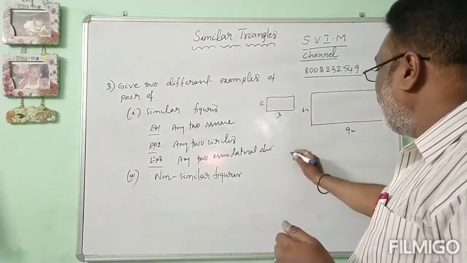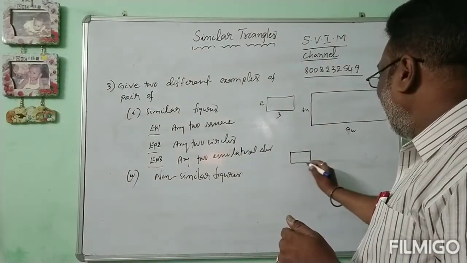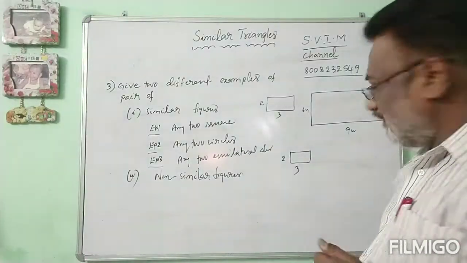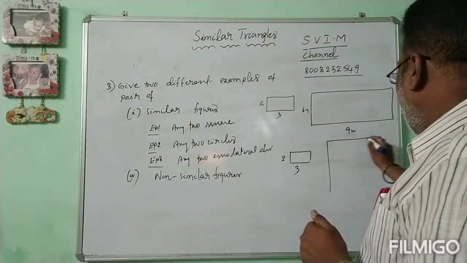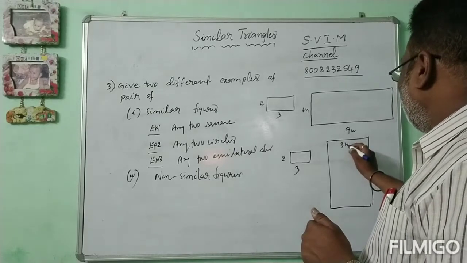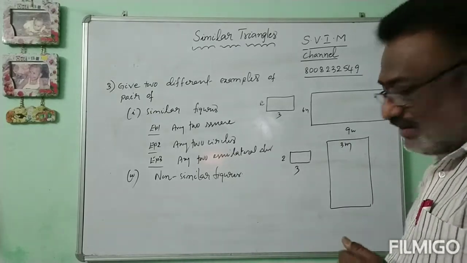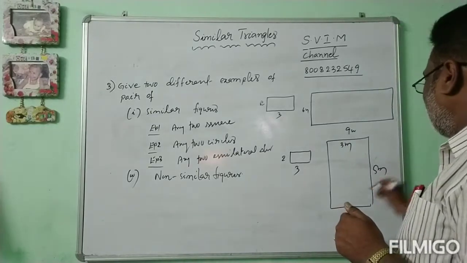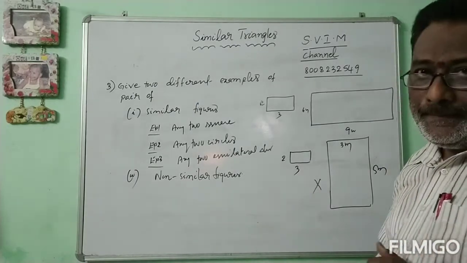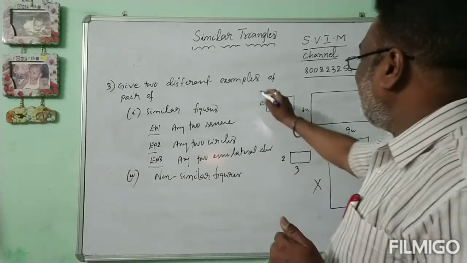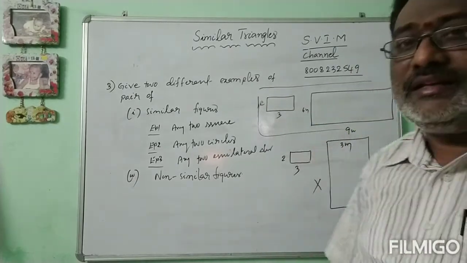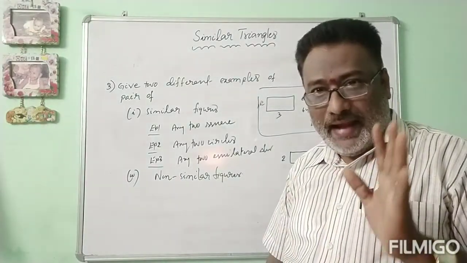For example, you have a rectangle with length and breadth measurements 2 units and 3 units, and here I am taking one more rectangle. This is also a rectangle. Here the breadth is 3 meters and the length is 5 meters. These two rectangles are not similar. That's all. In the previous case only, the two rectangles are similar. That thing you need to remember in your minds.